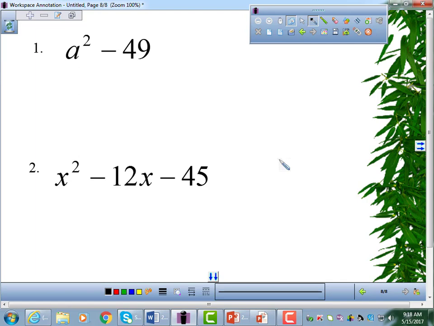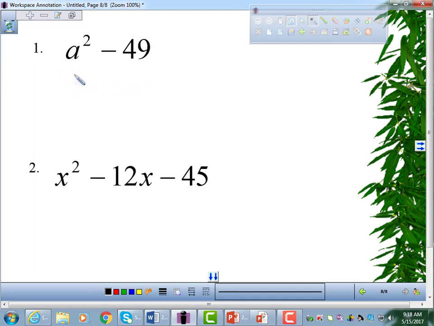When you're factoring, I've told you that you look for the number of terms. The first thing you want to do is look for the greatest common factor. You can see that this would be a times a, and this would be 7 times 7. So the greatest common factor is a 1.